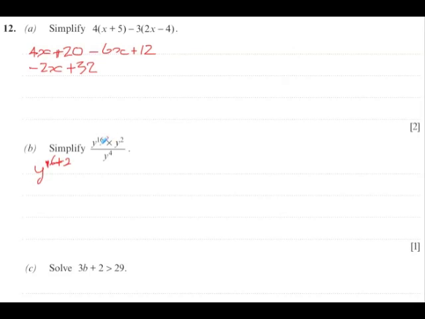We can say this is equal to y to the power 16 plus 2 over y to the power 4. So that's equal to y to the 18th power over y to the 4.